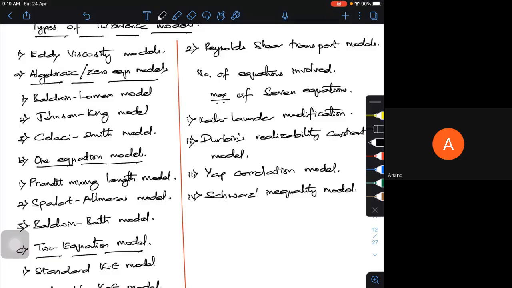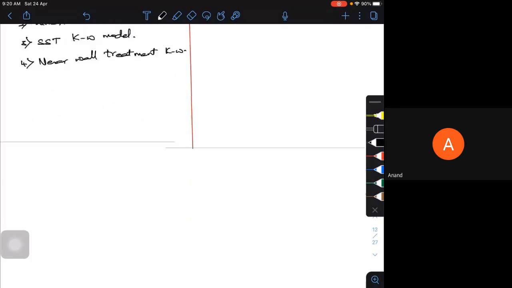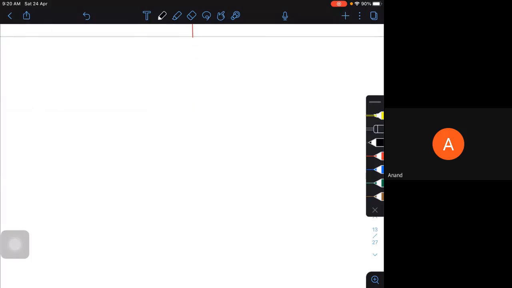Let's look into one such model as per your syllabus. Okay, that is called Prandtl's mixing length theory model. We are not going to do any derivation, but we'll look into that particular model. So, Prandtl's mixing length theory model.